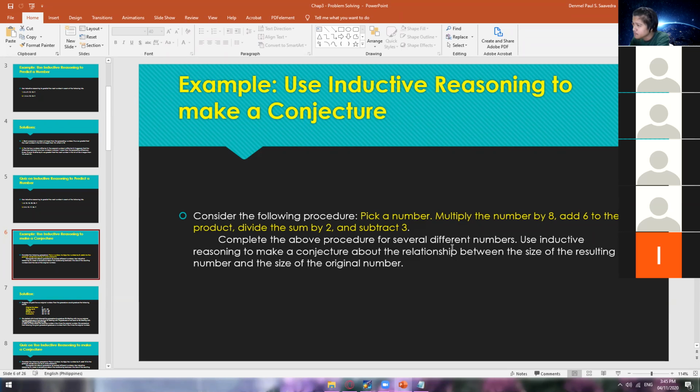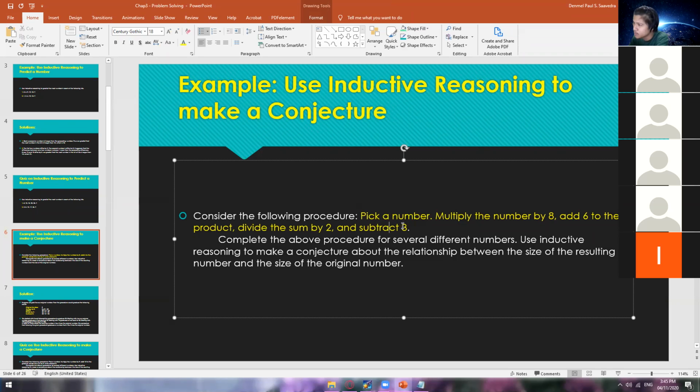So in here, we will try to compare the result to the original number, from picking a number up to the result. First, we have to do those steps. We have 1, 2, 3, 4, and then 5, so we have 5 steps in total. Pick a number, multiply the number by 8, add 6 to the product, divide the sum by 2, and then subtract 3.